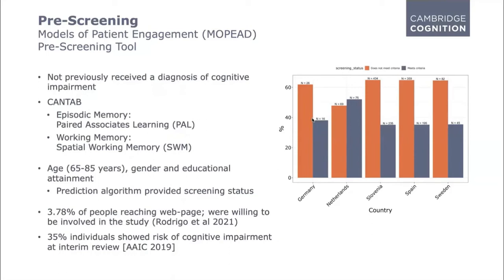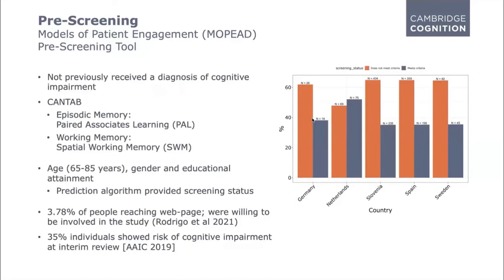And what we found is that overall, about 3.8% of people reaching that web tool were willing to be involved in the study. So they were willing to take the CANTAB tests and also provide that demographic information to allow them to undergo a screening assessment. On interim review of these results, we found that on average about 35% of individuals were showing a risk of cognitive impairment. And actually that did vary by country in alignment with the differences in uptake across those different countries as well. And that really reflected their different advertising and marketing campaigns.